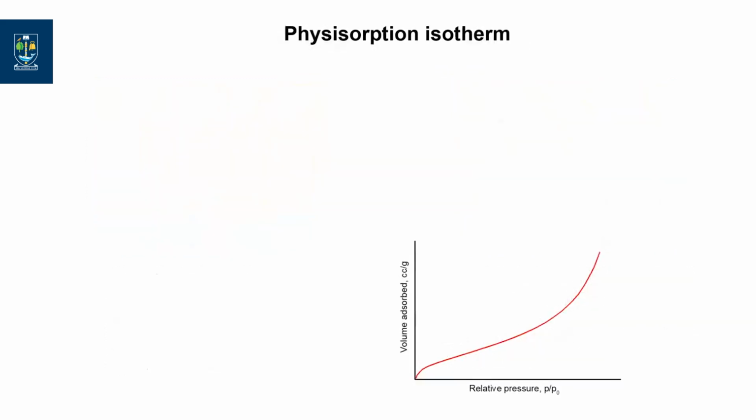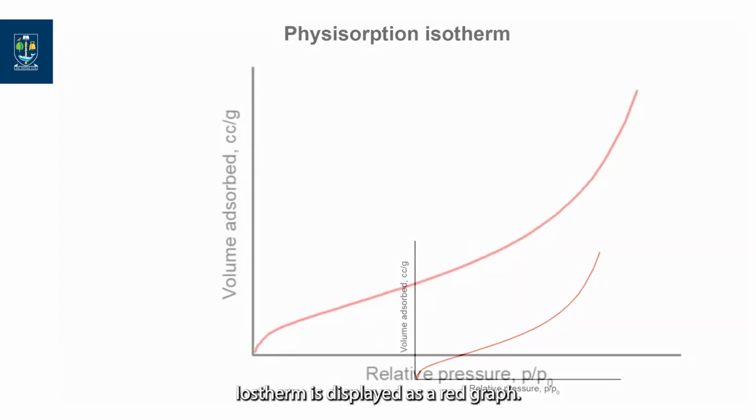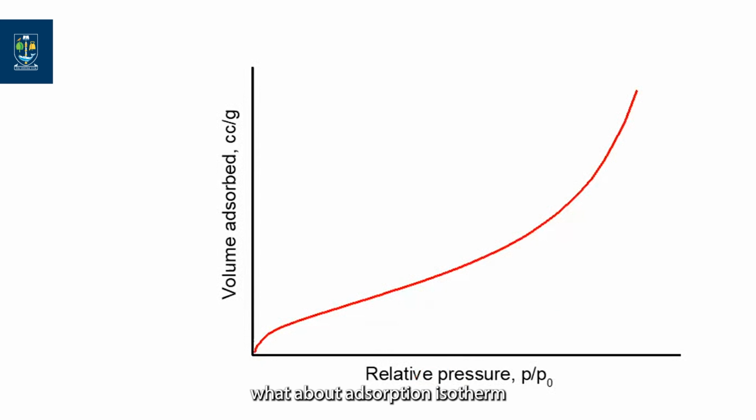In 1934, Emmett and Brunauer made their first attempt to use adsorption of nitrogen to determine the surface area of a synthetic iron-based catalyst for ammonia production. The amount of gas being adsorbed as a function of the relative pressure at constant temperature, called an adsorption isotherm, is displayed as a red graph. They noted that the adsorption isotherms measured at temperatures near the boiling point of nitrogen were all S-shaped. We can see from the graph that the adsorption increases as the relative pressure increases.